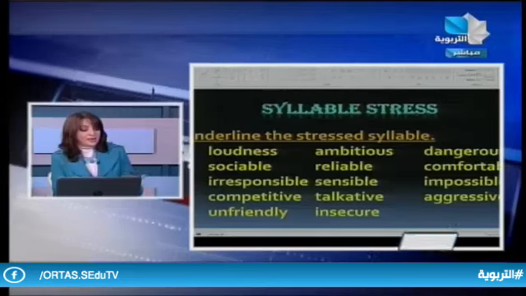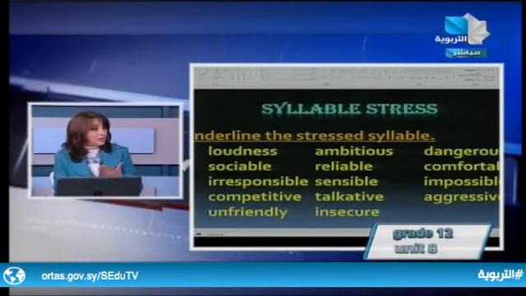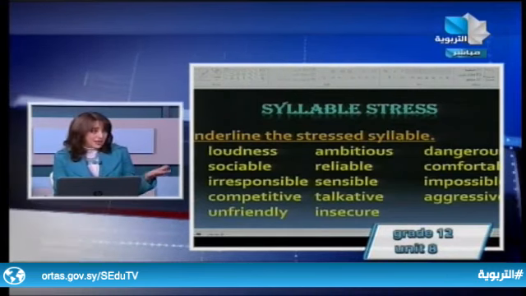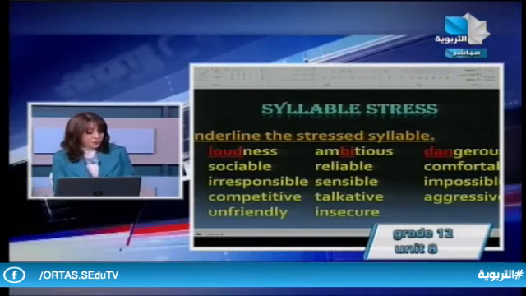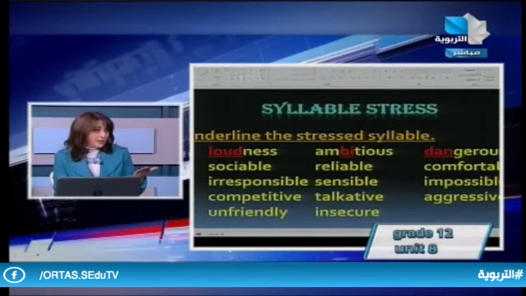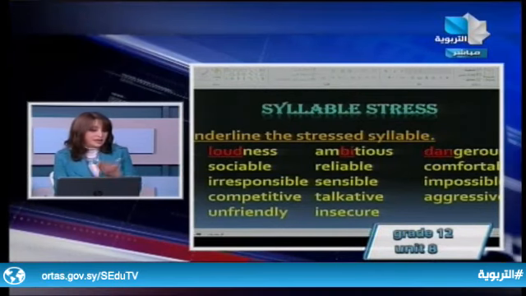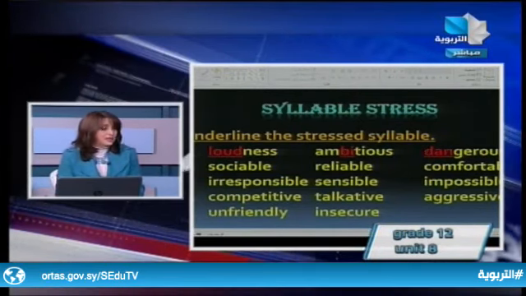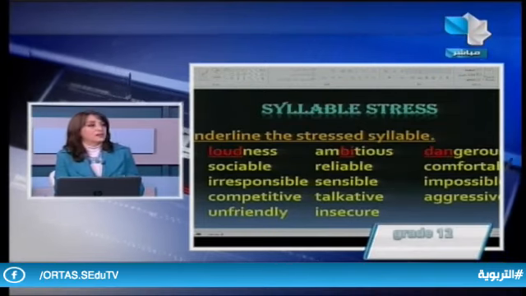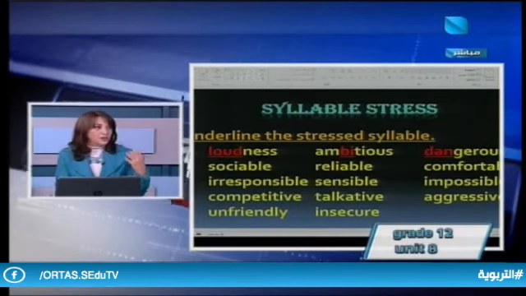Exactly. So now let's have some examples. There are lots of examples which our students already know. For example, when we say loudness, ness is added to loud, which is an adjective, to become a noun. So loud is the adjective. Loudness, ness is a suffix. It is not stressed. So here, loud is stressed.